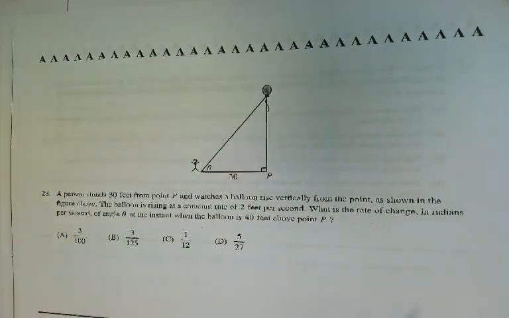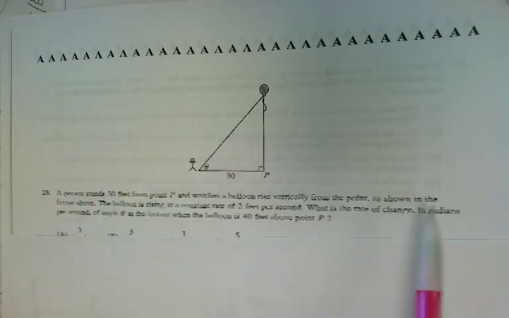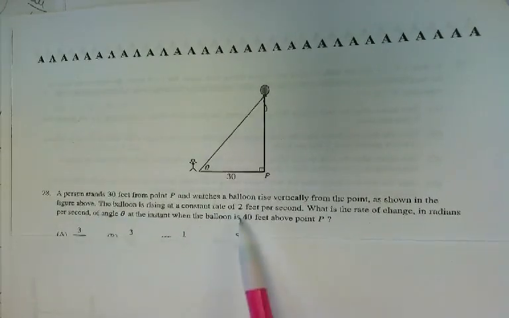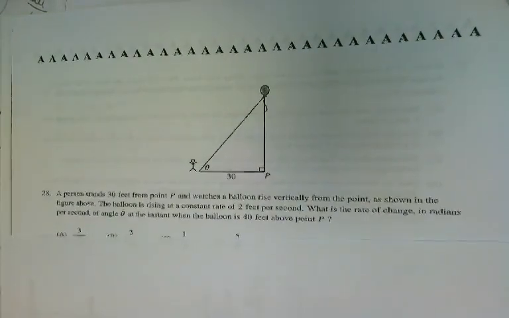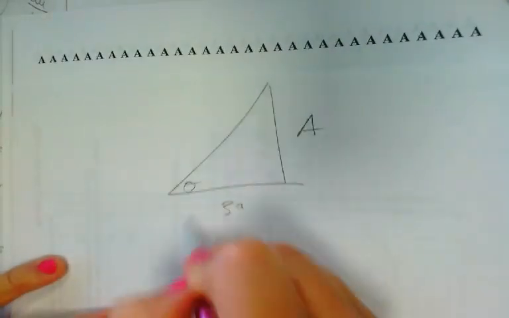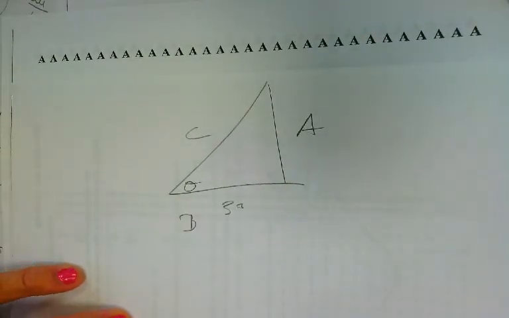So we've got a person that stands 30 feet from point P and watches the balloon rise vertically from the point, as shown in the figure above. The balloon is rising at a constant rate of 2 feet per second. So the first thing I do is assign some labels to this picture. I'm going to redraw this. I'm first going to call the sides A, B, and C. I try not to use something I can't read, but I'm going to go A, B, C.